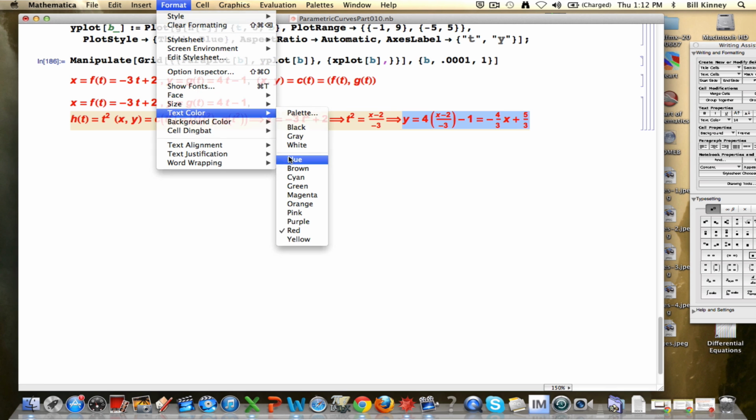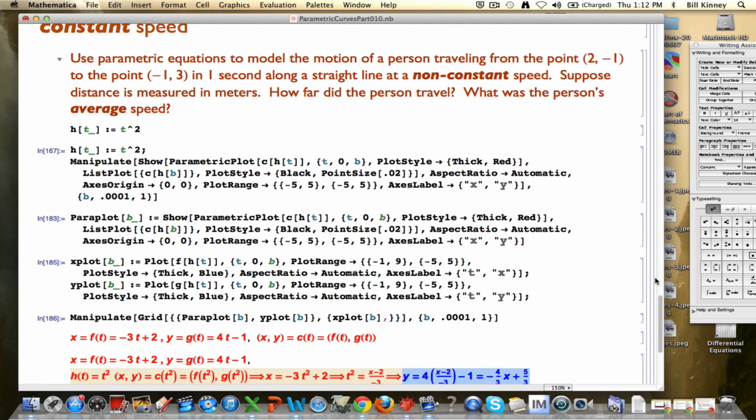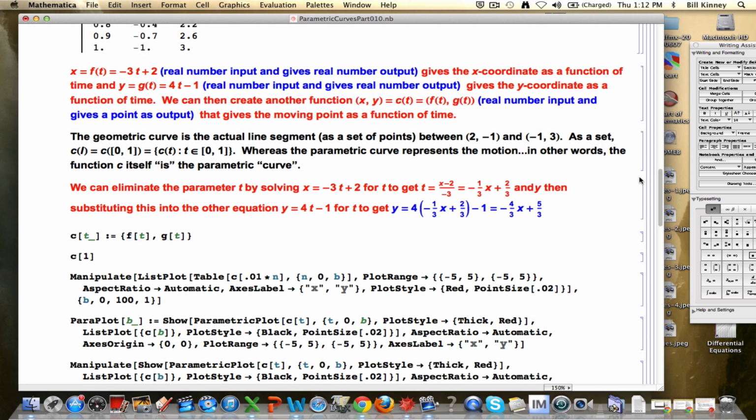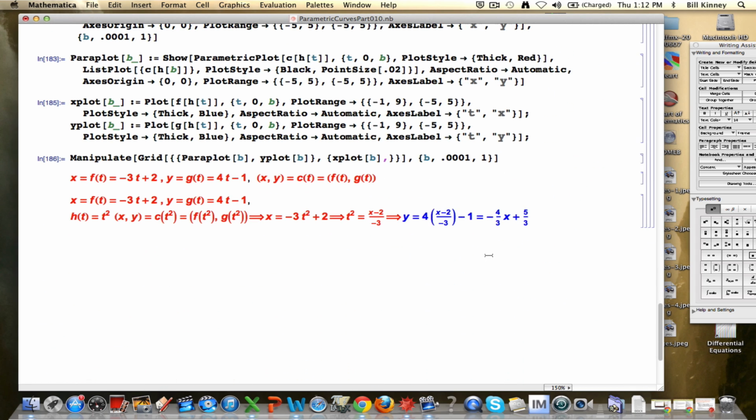Put this in blue here. Showing that no matter what t is, we're still on that straight line. Okay? Just like we got it up here. We used elimination of the parameter before, but now we're doing it in terms of t squared instead of t. But the t squared gets eliminated, and you're left with the linear equation.